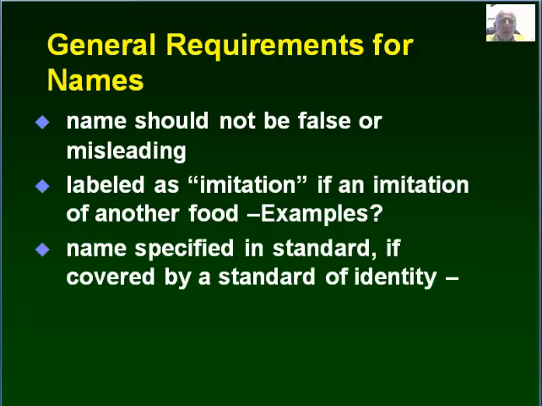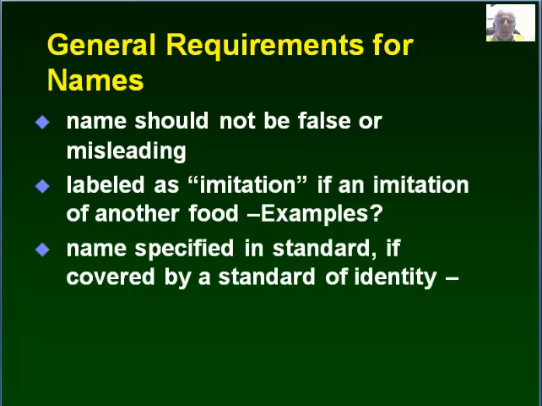If it's an imitation of another food, then it must state that it is an imitation. An example might be, if you think of vanilla extract, you can buy pure vanilla extract as a flavoring material. Very, very expensive, but you can also buy imitation vanilla. And again, it tells you that it is imitation. It's not pure vanilla. Name specified in a standard if it's covered by a standard of identity.